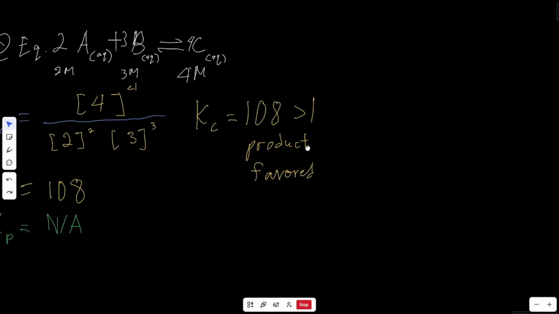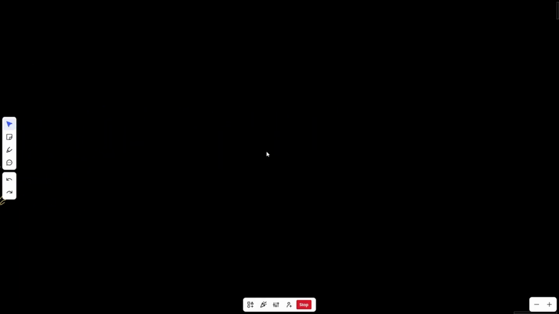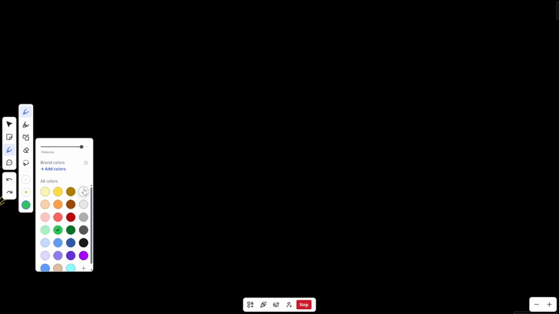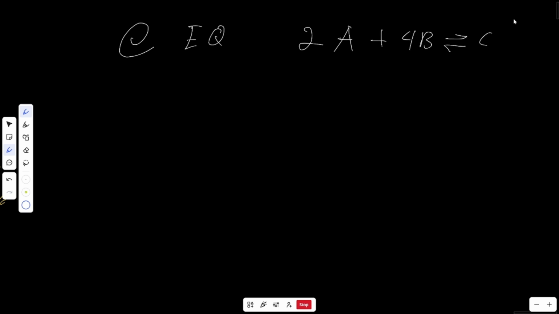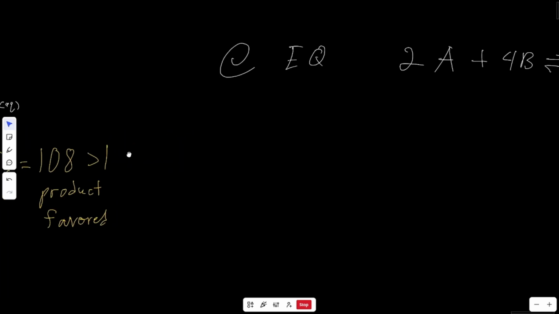This time, let's try something else. Let's have another reaction. At equilibrium, 2A plus 4B is reversible to C.